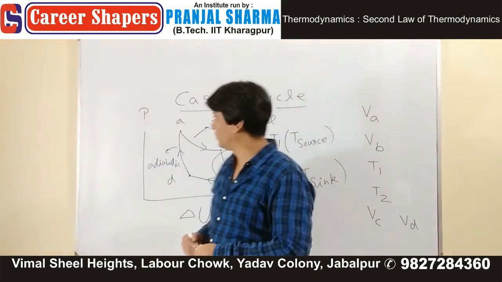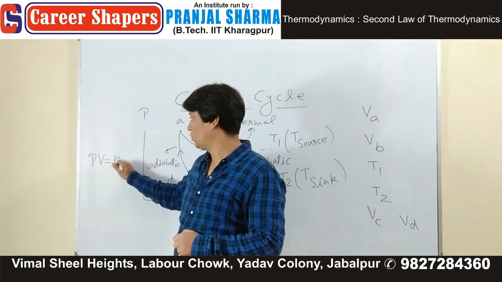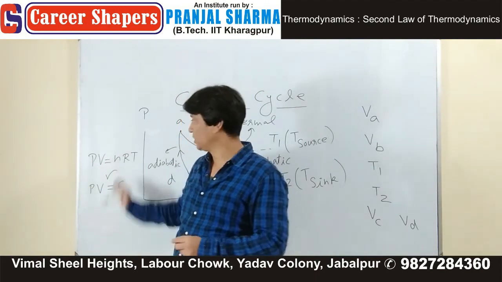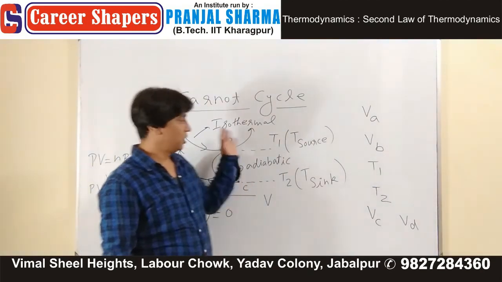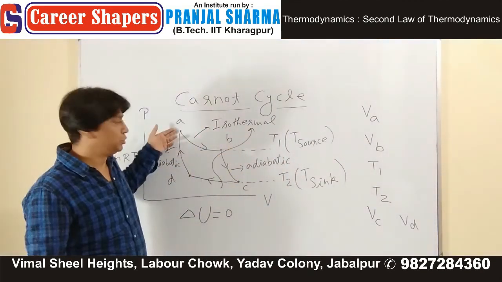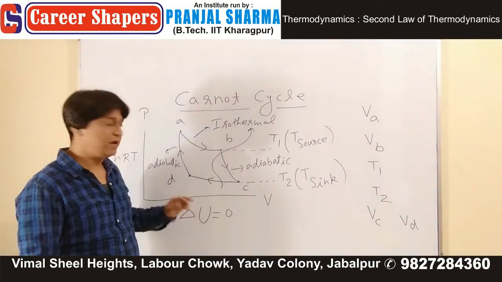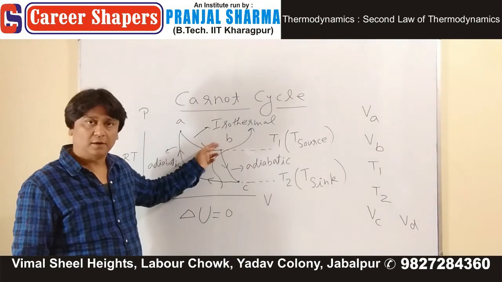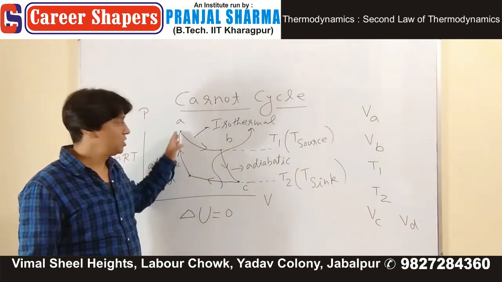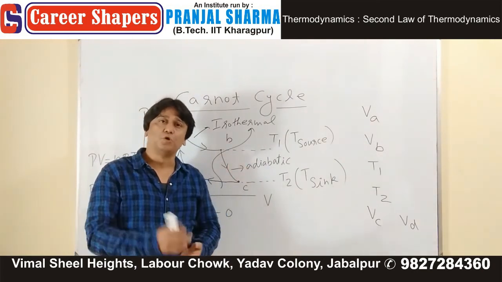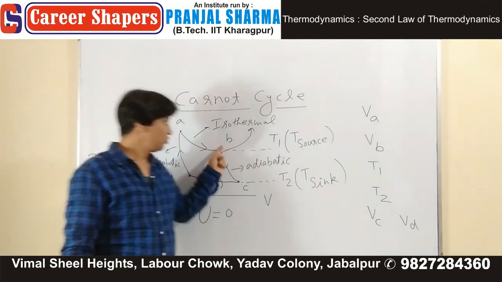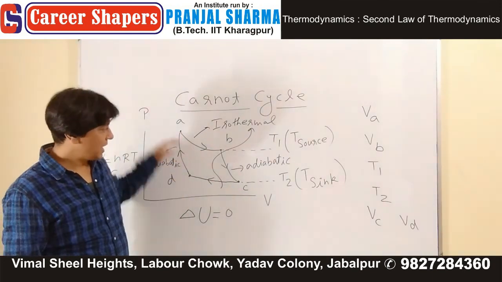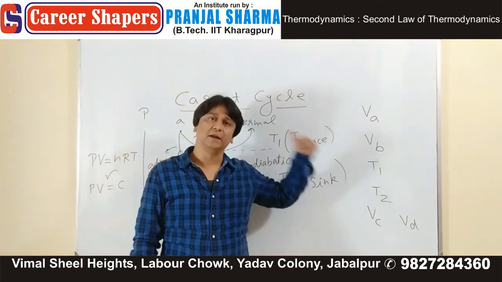And the things which you need for this are PV equals nRT and PV^gamma equals constant. Using these two, try to develop a relation between volume, as well as if you can, you can also use pressure at A, pressure at B, pressure at C. We need work from A to B. We need work from C to D. These are isothermal things. And in isothermal process, you know, work is nRT log V final upon V initial. So relationship between volumes and temperature is something which we'll need in Carnot cycle.